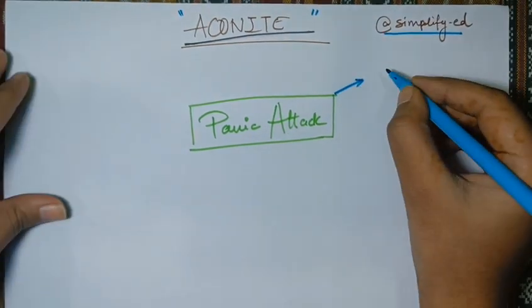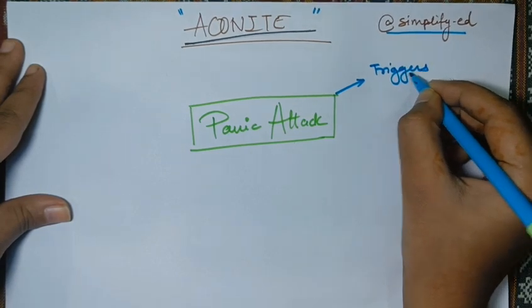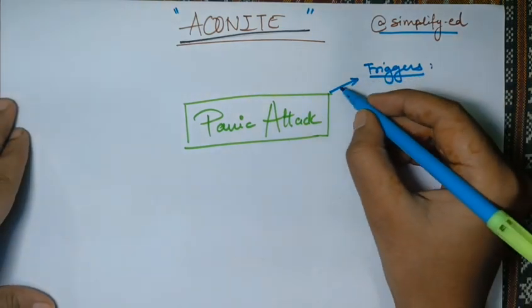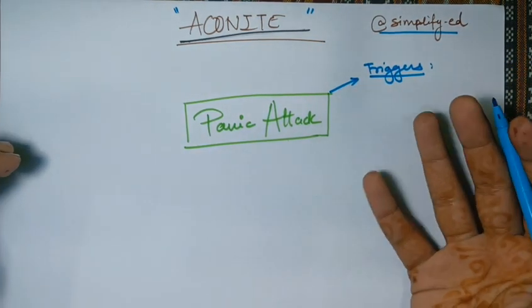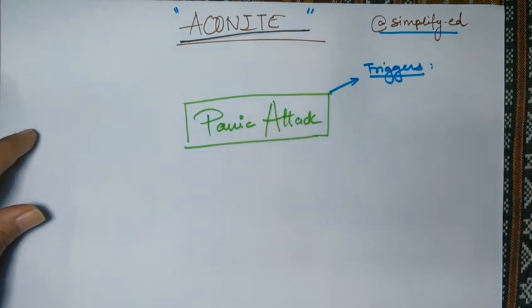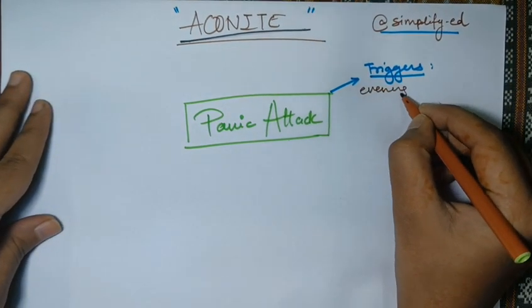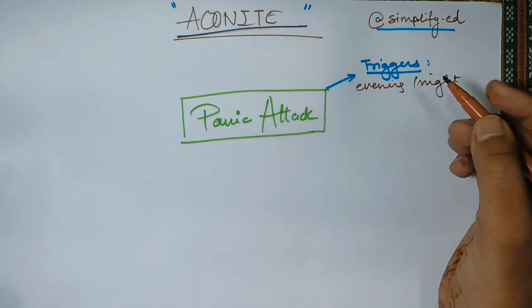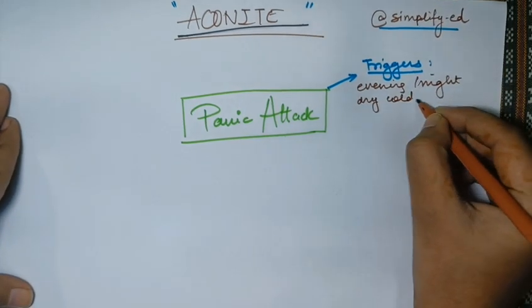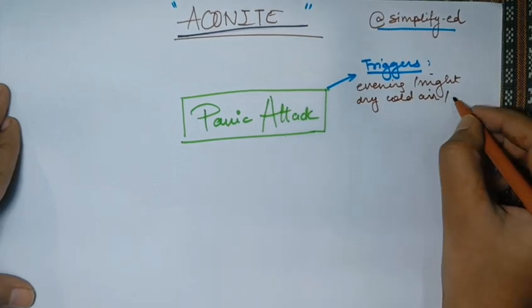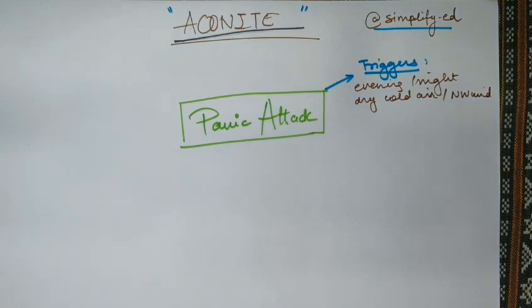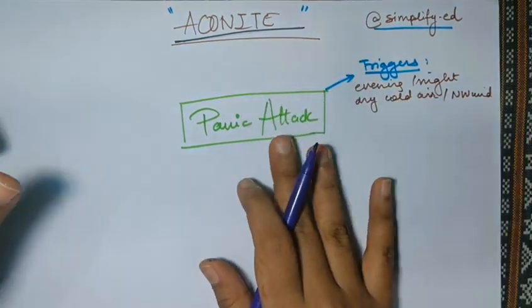So the first thing is that there are usually triggers for any psychological issue or complaints, or there could be no trigger as well. The triggers could be rational or irrational. Here, usually in Aconite, the triggers that we talk about is evening, night. Then there is dry cold air, or what they say is northwest winds. Now you might be asking me whether the wind quality also could trigger panic attacks. Well, these are the characteristic symptoms which define the drug and not the illness.